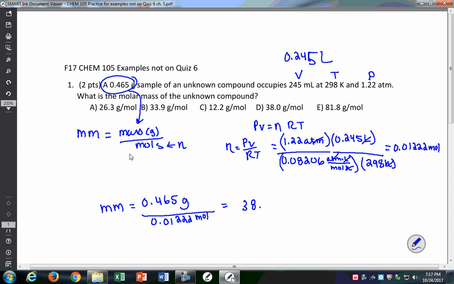So that is just 38 grams per mole. And I could figure out a compound on the periodic table that it might be close to.